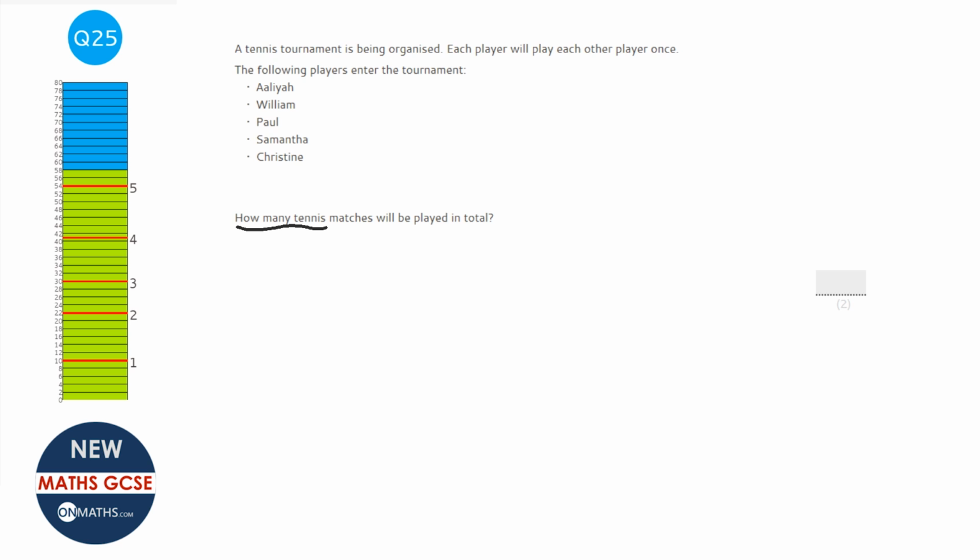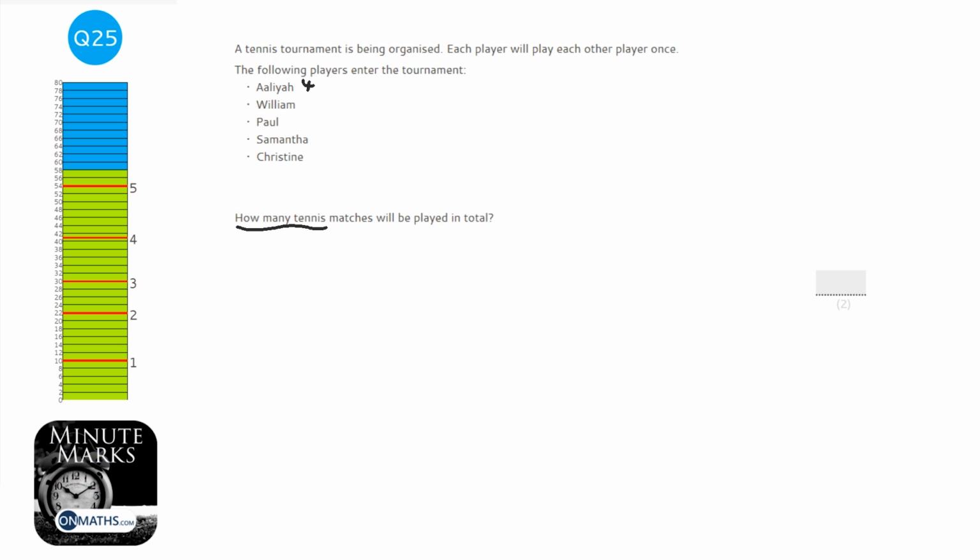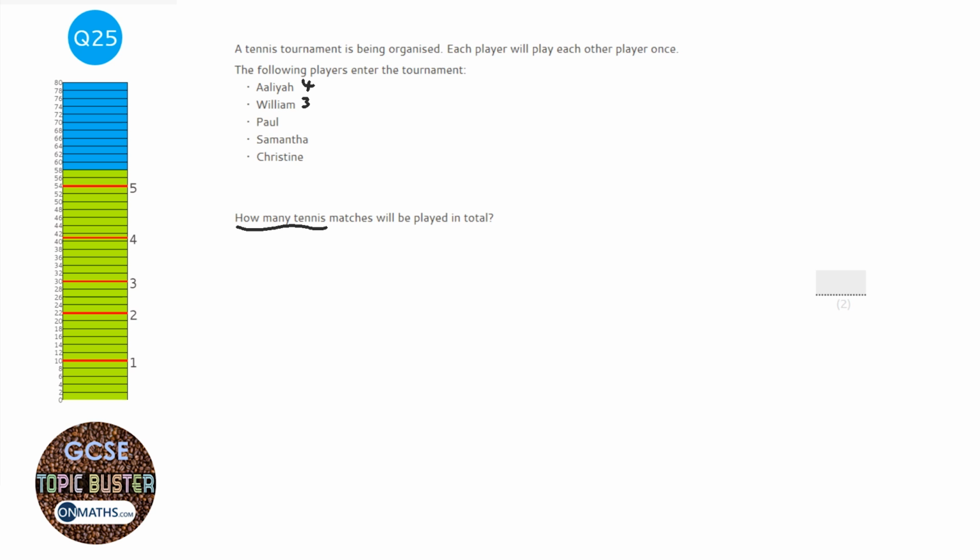So let's start off with Aire. Aire has 4 people that they're going to play against. William, Paul, Samantha and Christine. William, well, we've already counted Aire's match with William, so William only has 3 left that he can play. Then Paul, we've already counted his match with the other 2, so he's only going to play Samantha and Christine. Samantha only has Christine left to play after we counted all the other matches. And Christine's matches have already been counted so far.